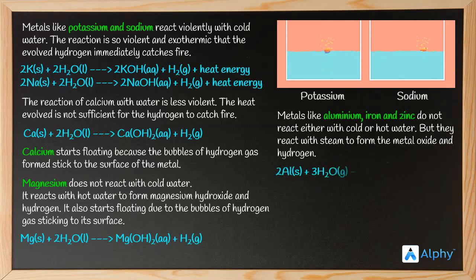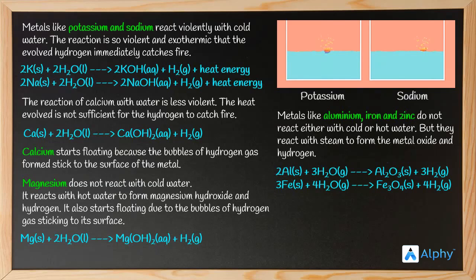So, the reaction for this is as follows. Al plus H2O forming Al2O3 plus H2, which is aluminium plus water forming aluminium oxide and hydrogen gas. Similarly, iron plus water gives you iron oxide plus hydrogen. So over here you can see that metal oxide is formed when these metals react with steam. Okay, by steam we mean H2O in gaseous form, right? It's water in gaseous form.